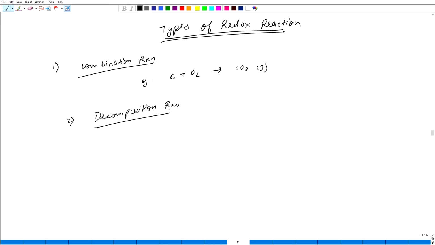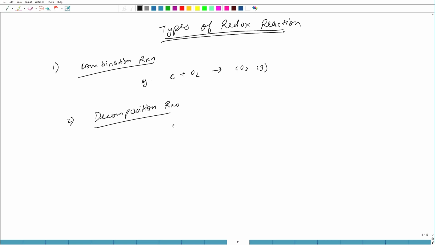What happens in decomposition reaction? It is totally opposite to a combination reaction. In a combination reaction, two or more reactants combine to form a product, whereas in a decomposition reaction one reactant dissociates itself into two or more products. For example, water on heating can dissociate into hydrogen gas and oxygen gas.